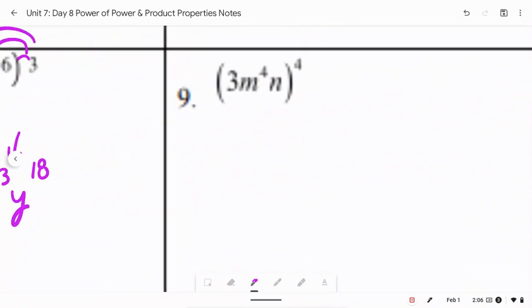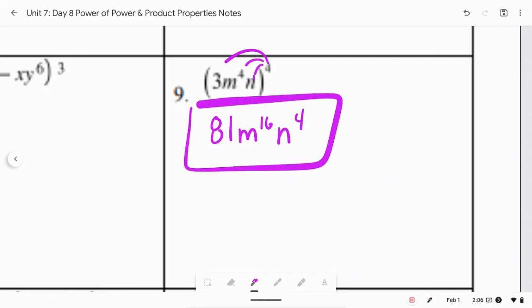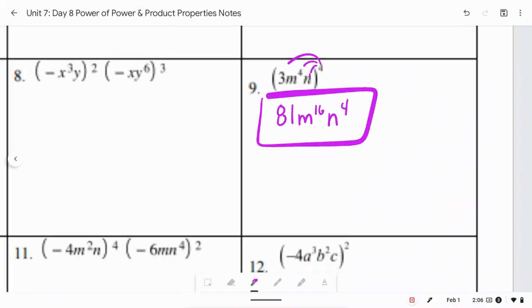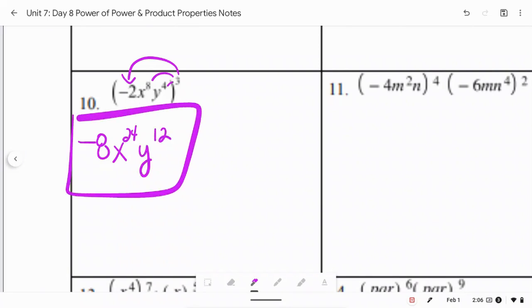In number 9, let's distribute the fourth power. So 3 to the fourth power is 81, and then I'm going to multiply my exponents. So I get m to the 16th, and then n to the 4th. Final answer. Next one is number 10. So in number 10, I'm going to do -2 to the third power, which is -8. Multiply the exponents. I get x to the 24th, and then y to the 12th. Final answer.